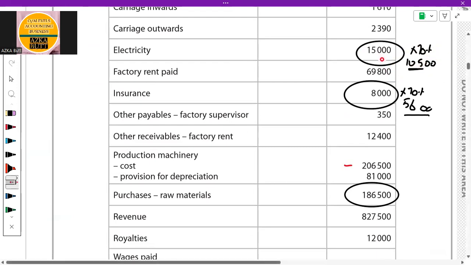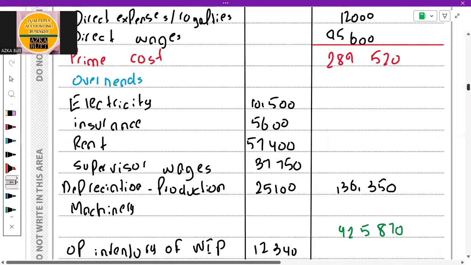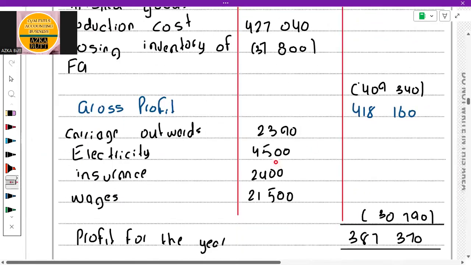Now just deduct this from the 15,000, so you will get the 30%. The rest of the amount represents the 30% which you should apportion to the office. It means you have to write it in the expenses in the income statement. Similarly, you deduct this 5,600, which is the 70% of 8,000 that was part of the factory manufacturing account. The remaining amount, 8,000 minus 5,600, would be part of the income statement. So this is 4,500 and 2,400.